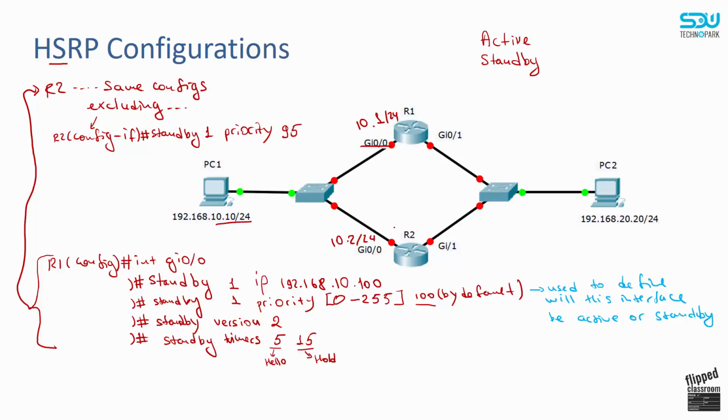So we define it here, the priority. So let me write priority, which is equal to 95. And here we didn't change anything, so the priority by default is 100. So this priority makes a difference between these two interfaces. And this interface becomes the active gateway. And this interface is now becoming a standby interface. And when PC1 will try to communicate with PC2, communication will travel now by using this link.